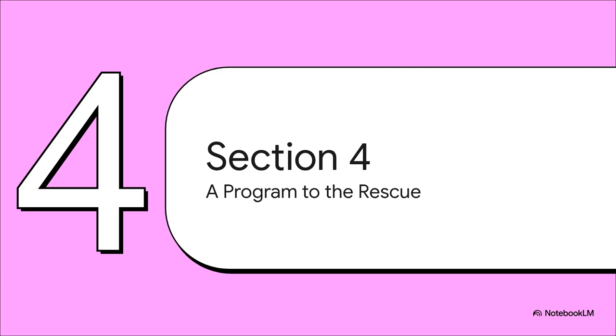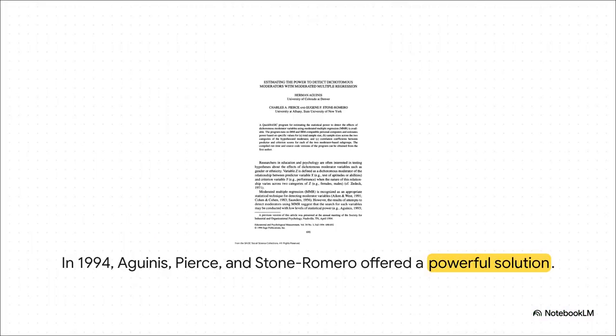But this 1994 paper didn't just point out the problem. It actually gave everyone a way to fix it. The lead author, Herman Aguinis, and his team did something so wonderfully practical. They didn't just write a paper saying, this is a problem. They built a tool. This paper wasn't just an academic argument. It was basically a user's manual for their invention.